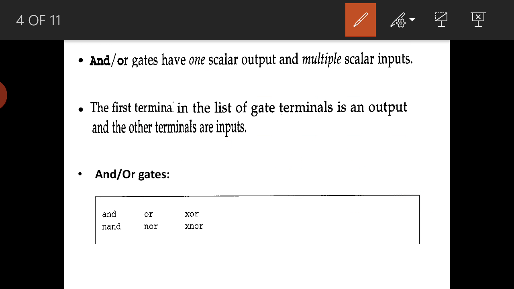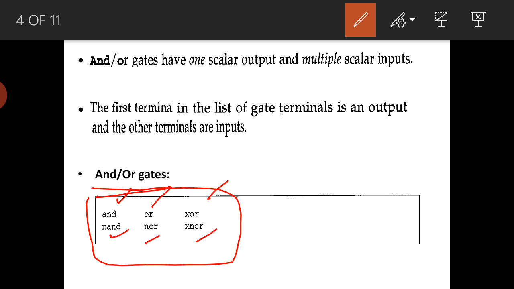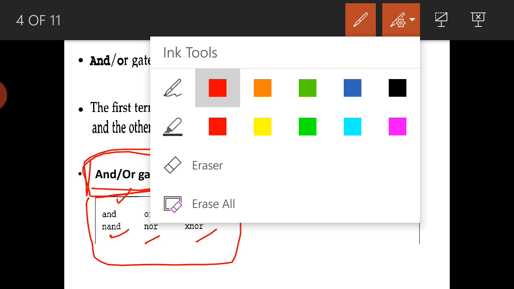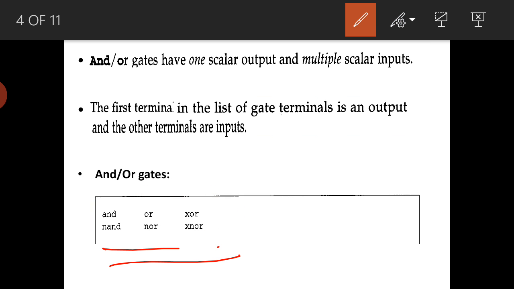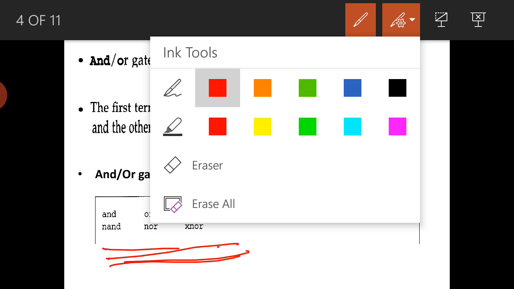So now, as the gate has multiple inputs and one output, both scalar, with the first being the output and the rest inputs, the next question is which gates the and/or type will cover. As mentioned, they are and, NAND, or, NOR, XOR, XNOR, except the NOT gate. So all 6 gates are covered in the and/or gates: and, NAND, or, NOR, XOR, and XNOR.